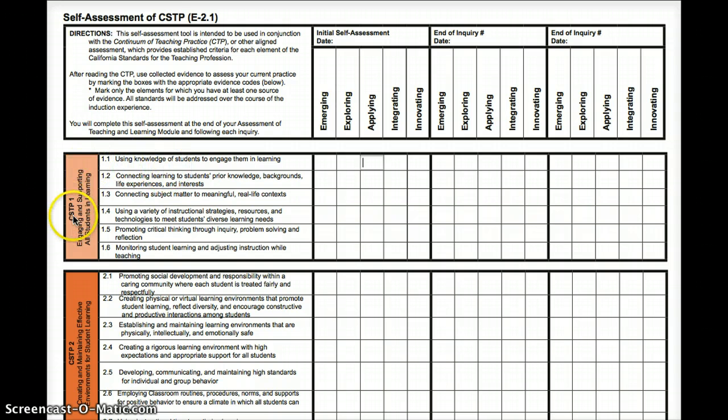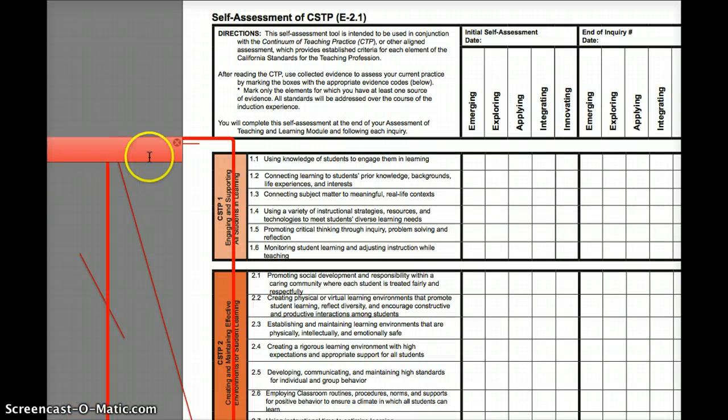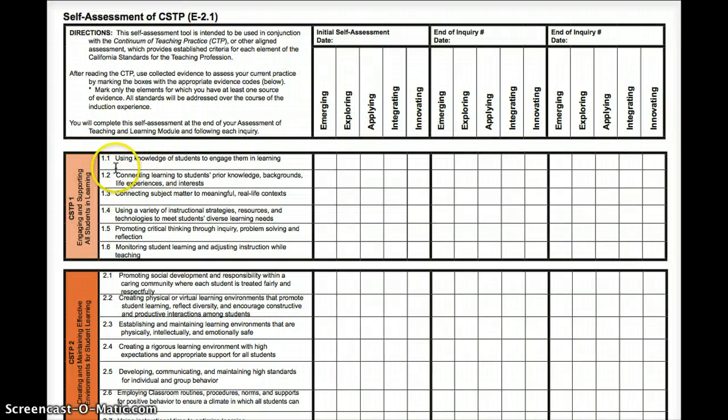On the left-hand side, you'll see, for example, this is CSTP1. If those red boxes come up, please just click them closed. CSTP1, let's look at element 1.1, using knowledge of students to engage them in learning. Initially, for this year, and this is due September 20th, according to the timeline, you will need to have completed this initial self-assessment for this year.